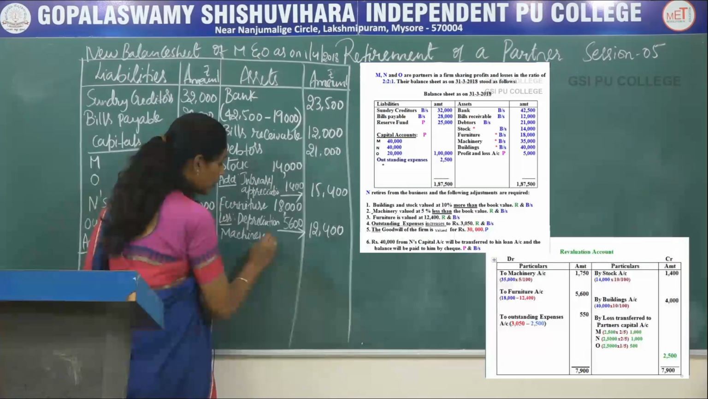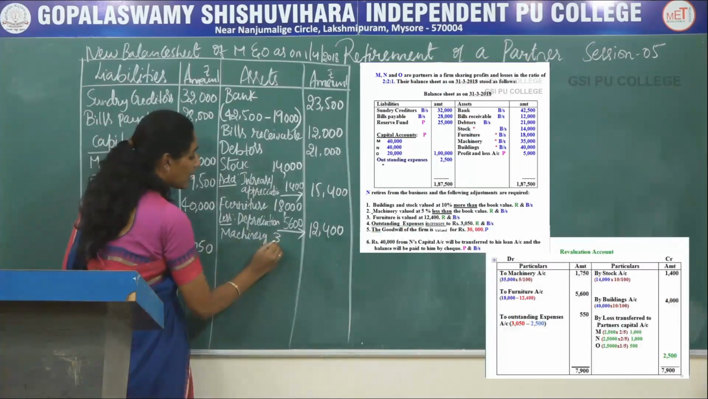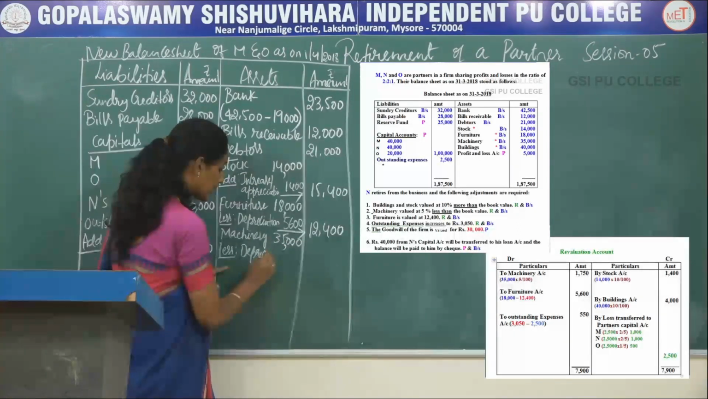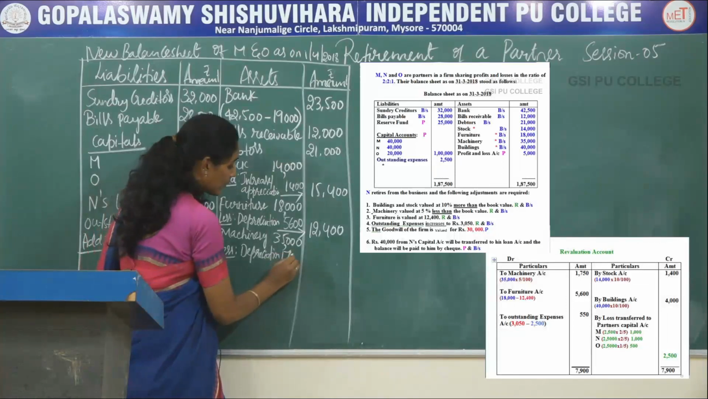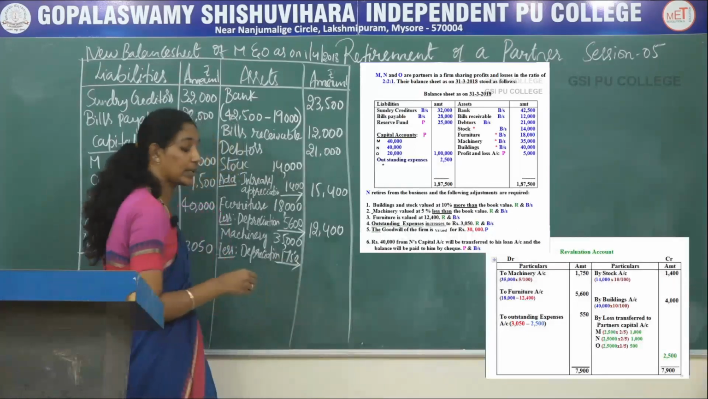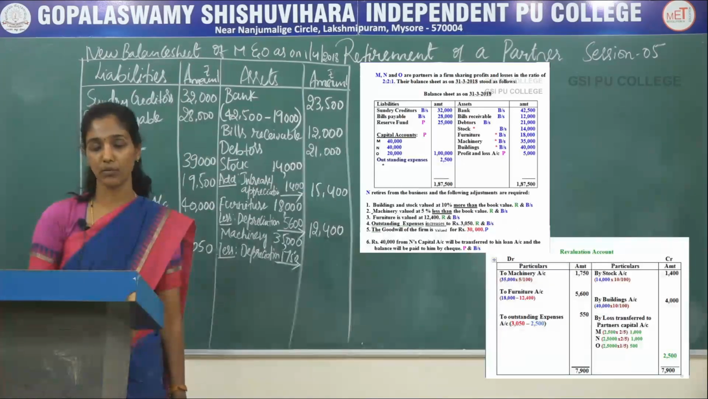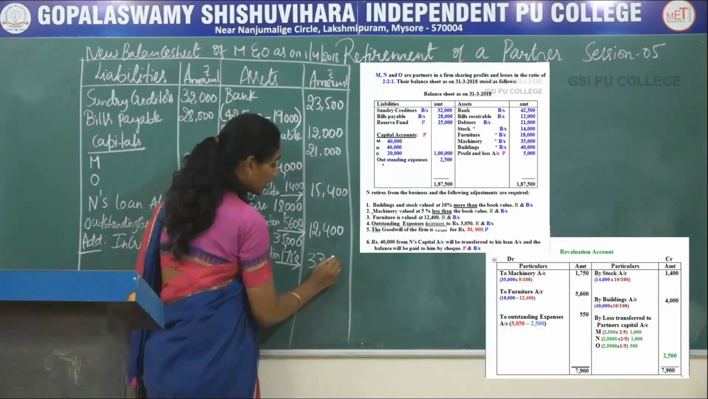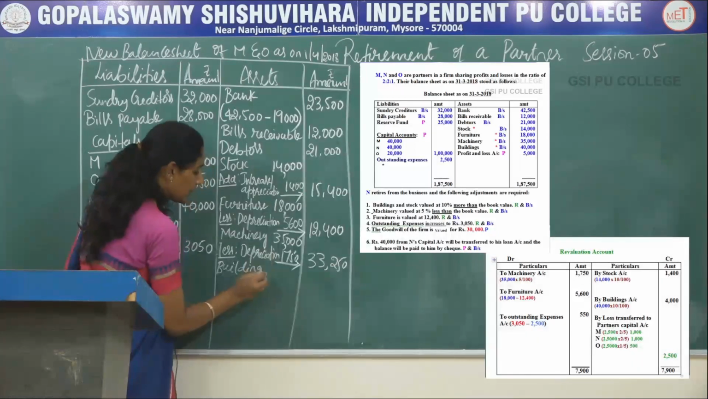The next asset is machinery. What is the actual value of machinery? 35,000. Here also there is an adjustment relating to machinery. Less depreciation 1,750. 35,000 minus 1,750, you will get 33,250.